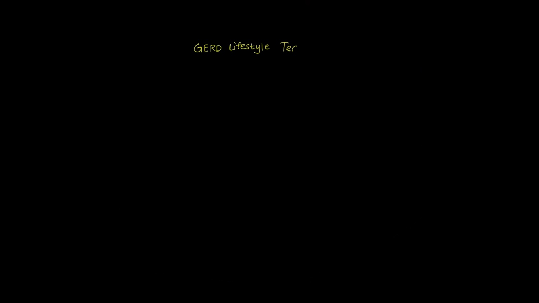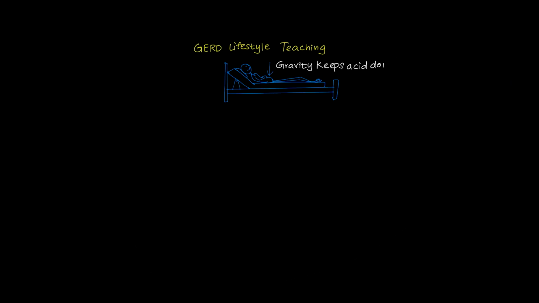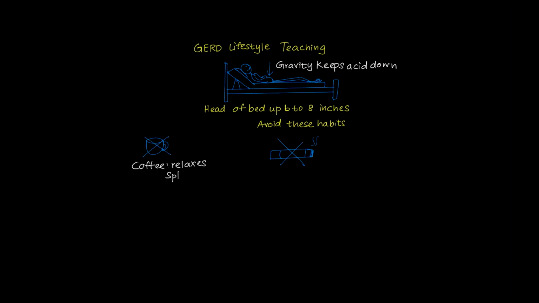GERD lifestyle teaching comes down to managing gravity and trigger foods. Elevating the head of the bed at night is the winning answer. Raising the head of the bed by 6 to 8 inches uses gravity to keep stomach acid below the lower esophageal sphincter during sleep. This single change reduces nighttime reflux and protects the esophagus from acid exposure over hours of lying down. Coffee with meals is a trigger, not a treatment.